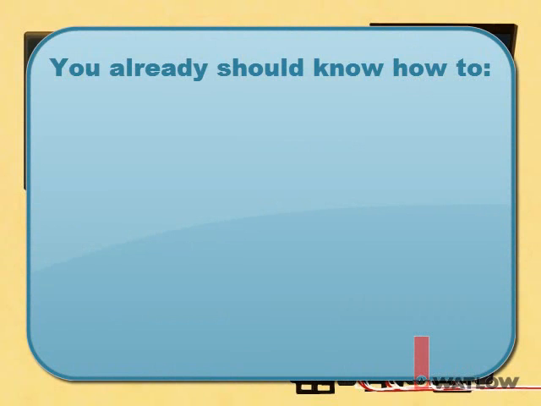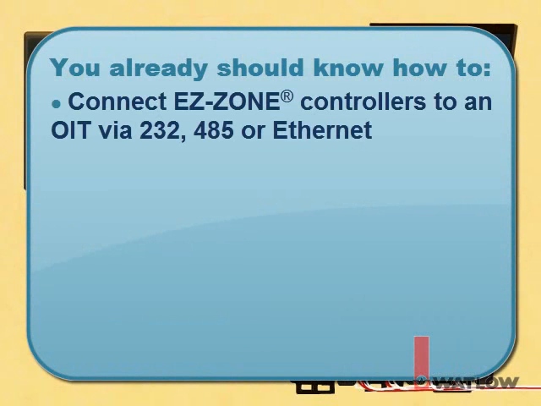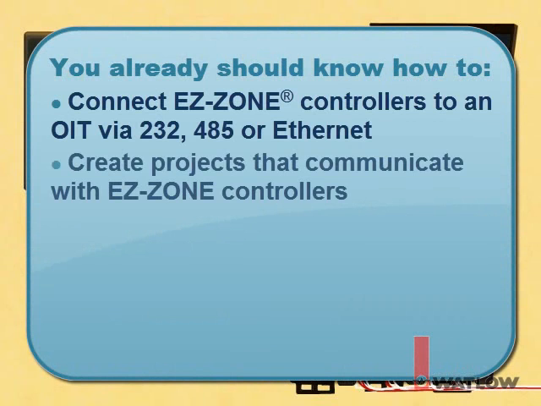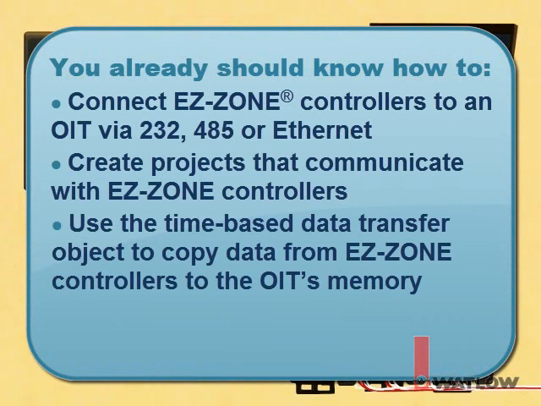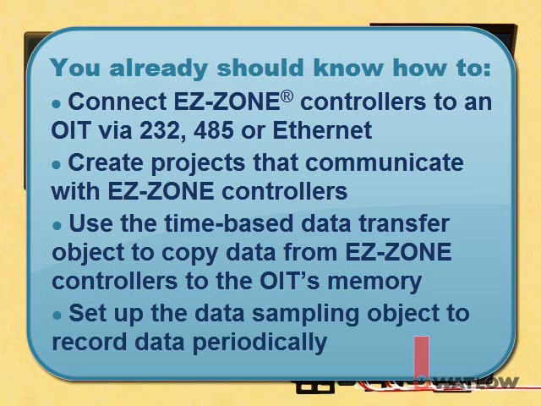This lesson assumes you already know how to connect EasyZone controllers to an OIT via 232 or 485 or Ethernet network, use EasyBuilder 5000 to create projects that communicate with EasyZone controllers, use the time-based data transfer object to copy data from EasyZone controllers to the OIT's onboard memory, and set up the data sampling object to record data periodically. If not, see the Silver Series Secret installment that shows the communications method you want to use and the installment on logging data.